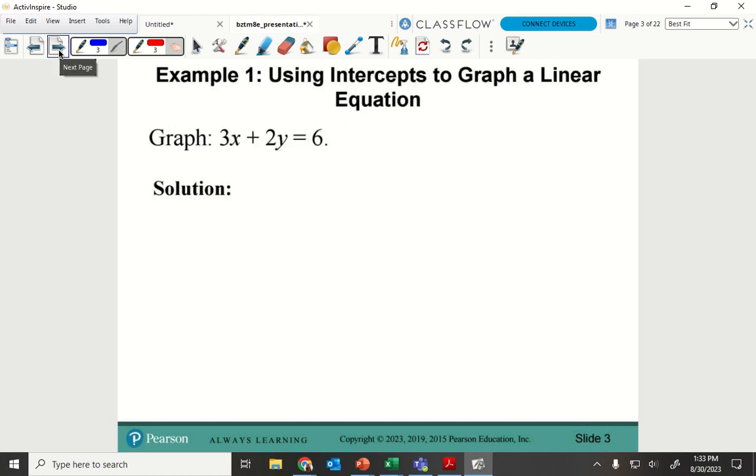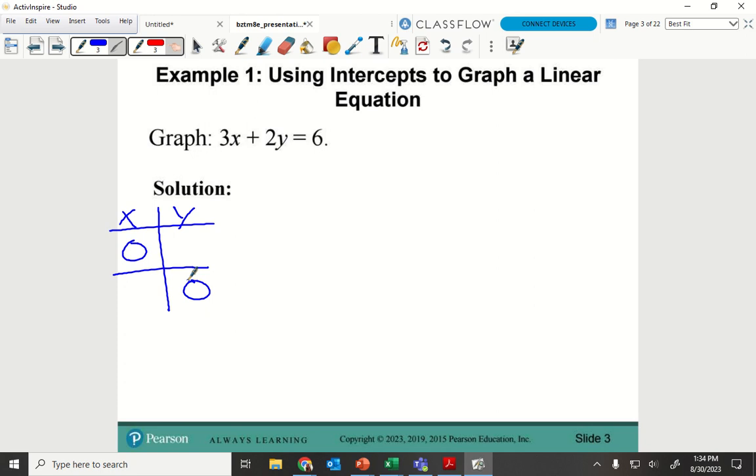Using intercepts to graph a linear equation. All right, so this is what you're going to do. We're going to do this problem twice. First time, I'm going to make a little table, x, y. I'm going to have a 0 here and a 0 here. So you have to find both of these every time you do this, because we have to find both coordinates.